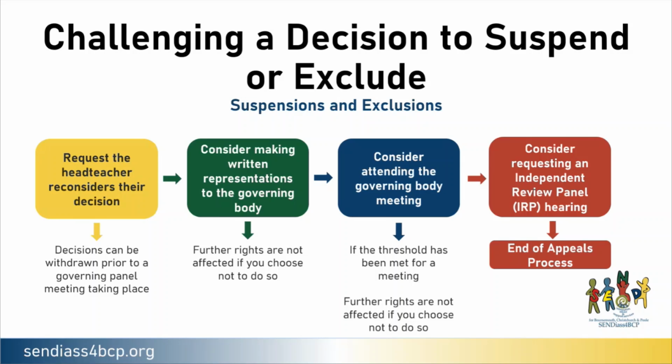Should the governing body uphold their decision, you have a right to request an independent review panel meeting, or IRP. This is similar to a governing body meeting. However, it is the governing body's decision which is being reviewed, not the decision of the head teacher. It is held with a panel who are independent of both parties, that is, the school and the family. And there is also an option to request an independent special educational needs expert to attend the hearing. You can find further information on this on our Independent Review Panels webinar.